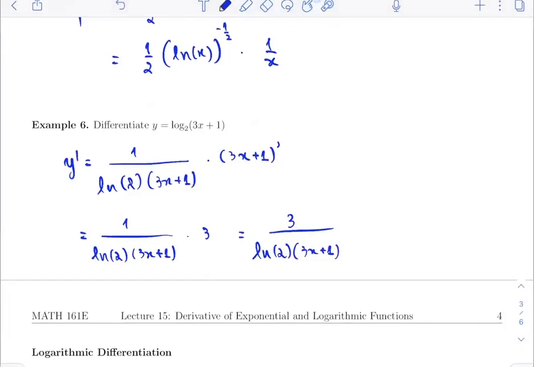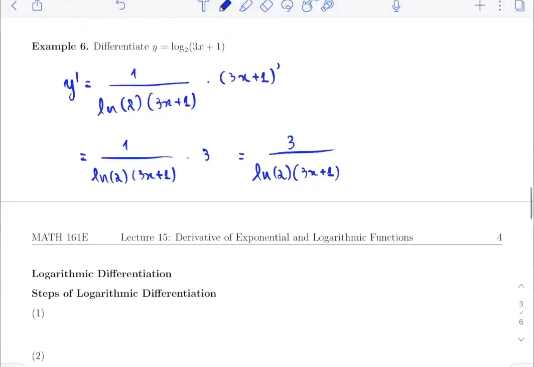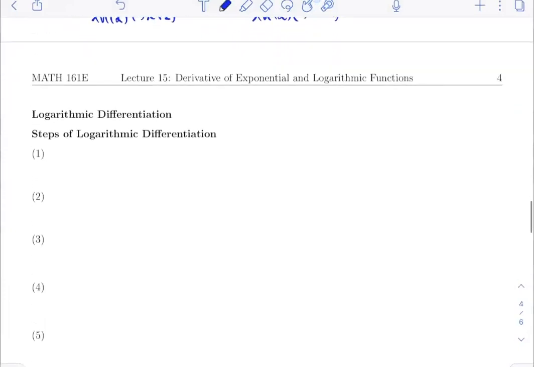Now let's move on to a different technique. It's called logarithmic differentiation. This technique is usually applied to find the derivative of some function that looks like a power function, but it's not a power function. Sometimes it looks like the exponential function, but it's not the exponential function either. So it's a very tricky situation.